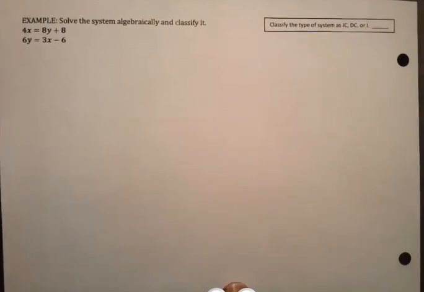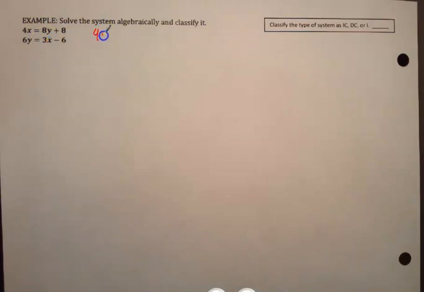All right, one more on the back where you have plenty of room. Example here is 4x equals 8y plus 8 and 6y equals 3x minus 6. Okay, so we don't have any that have a variable by itself, so substitution doesn't really seem ideal. Our variables don't really line up, right? 4x, 8y is over here, 6y, 3x. We need to do some manipulation on both of these.